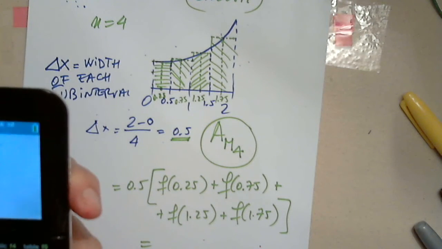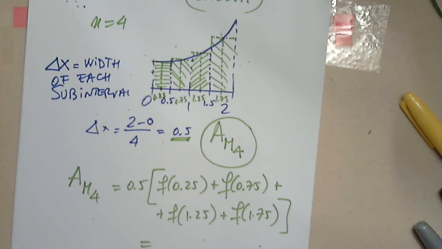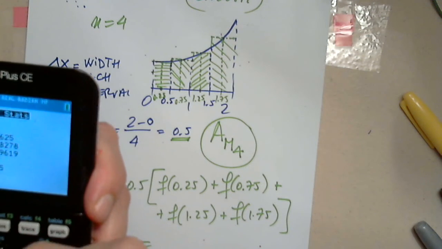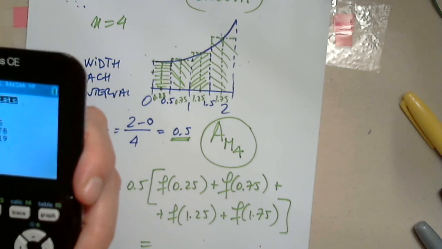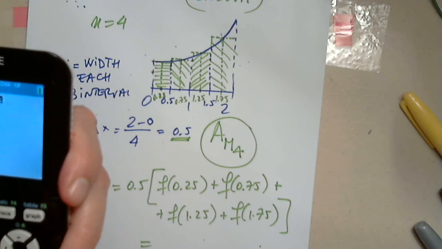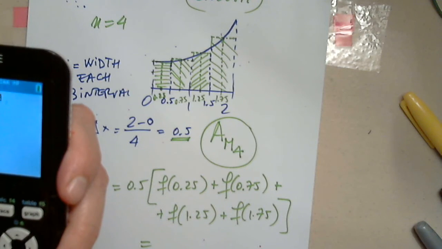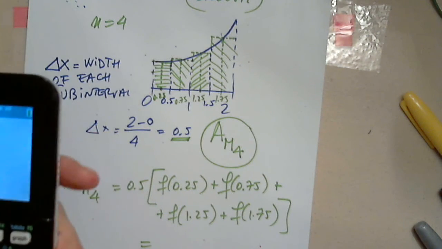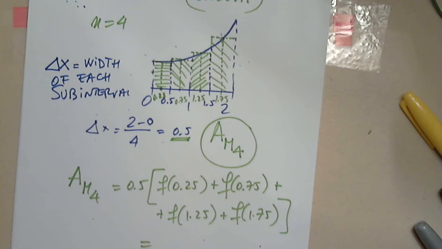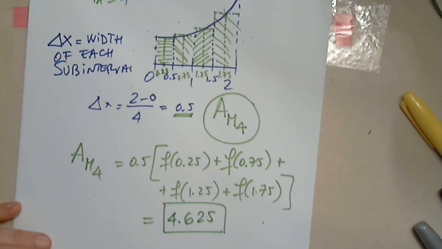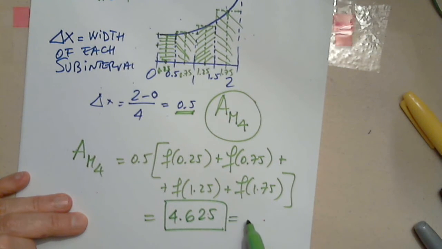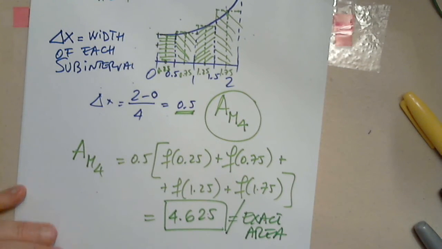The reason why I wanted to show you this is because I want you to see that the summation notation has a wide application. It's all over, including in statistics. So this is the sum of all x values in list L2, 4.625. Is this the exact area? No. Absolutely not. Excellent. It's not the exact area.